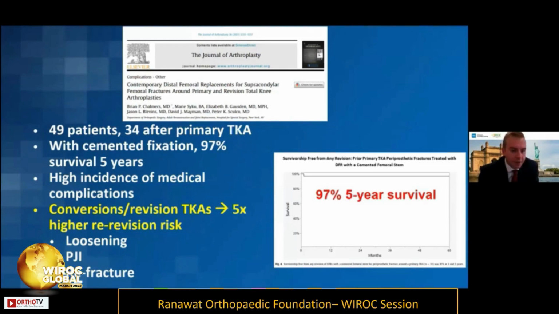However, there was a higher incidence of medical complications in this basically hip fracture type population. However, in conversions of a failed ORIF or after a revision total knee, there was a 5 times higher rate of re-revision for loosening, infection, and refracture. So similar to Beth's point on the hip side, these are very challenging cases.